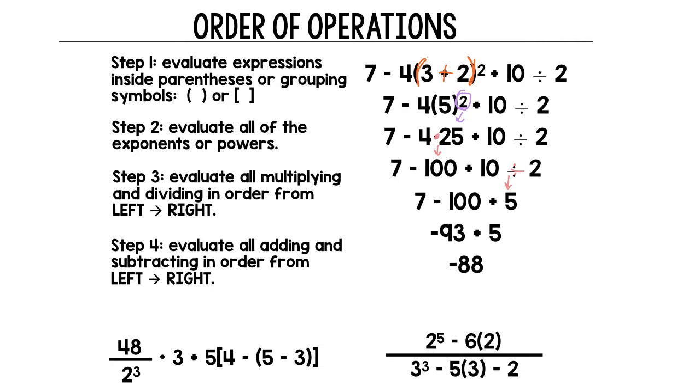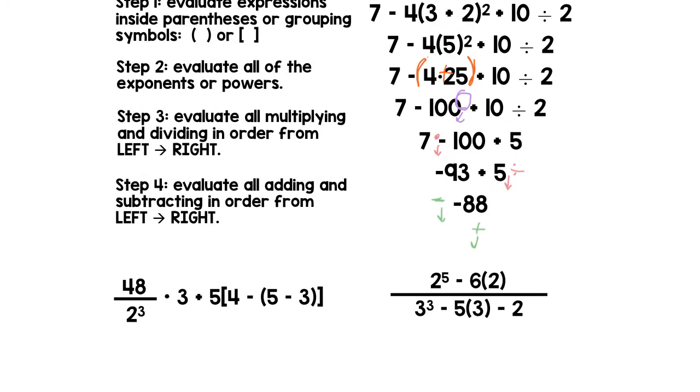Last but not least, evaluate all adding and subtracting from left to right. So 7 minus 100 is negative 93. And then negative 93 plus 5 is negative 88. So as long as you follow those rules in that order, you're going to be doing amazing.